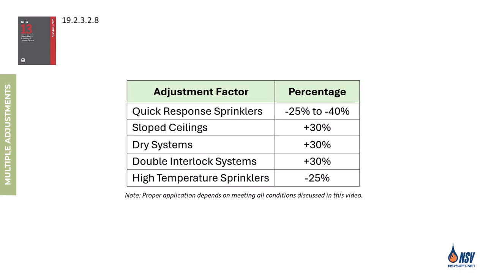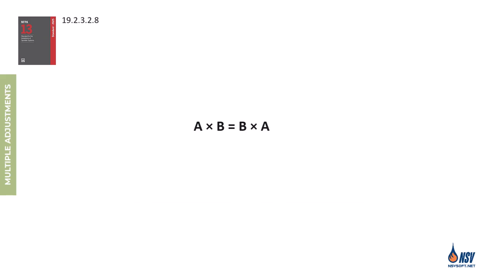Sometimes, in designing fire sprinkler systems, it's necessary to apply more than one adjustment to the design area, such as increases for sloped ceilings and reductions for specific sprinkler types. According to NFPA 13, when multiple adjustments are required, they must be compounded based on the original design area selected from the table. This compounding method ensures a consistent and accurate outcome regardless of the order in which the adjustments are applied. It follows the commutative law of multiplication, meaning that whether you apply the increase first or the reduction first, the final result remains the same.